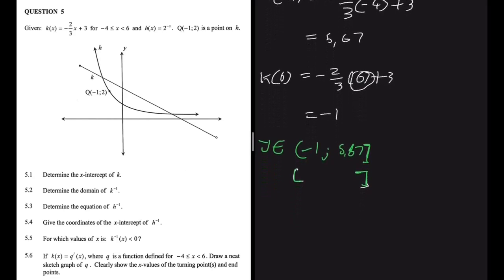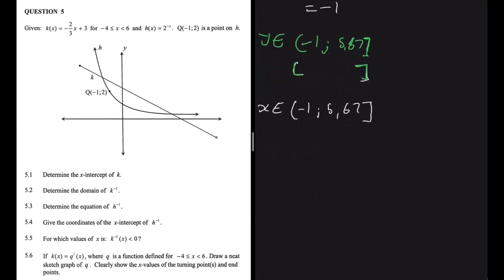So the domain of k inverse, we would have x an element of real numbers. And then we just put the range like we have talked about, right? So that is the answer for 5.2. Right, let's move to 5.3.